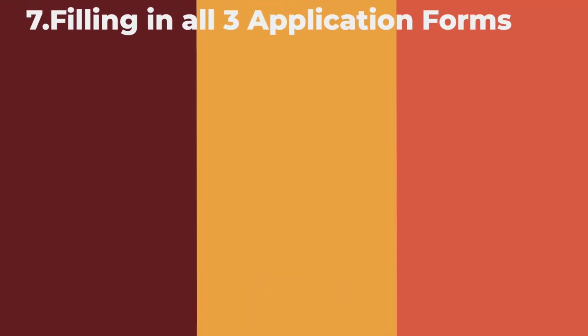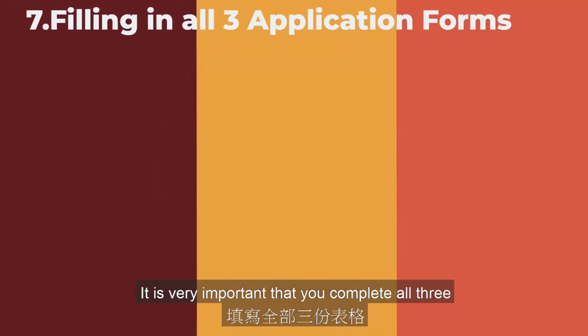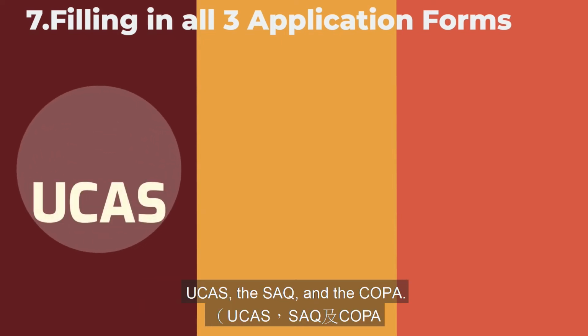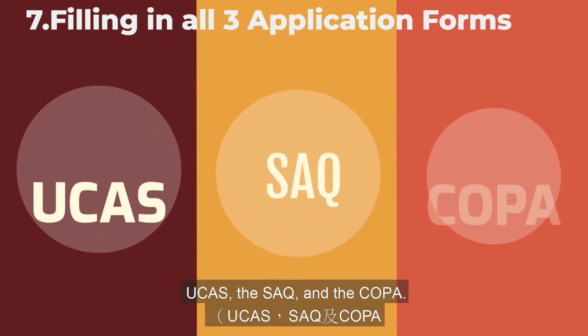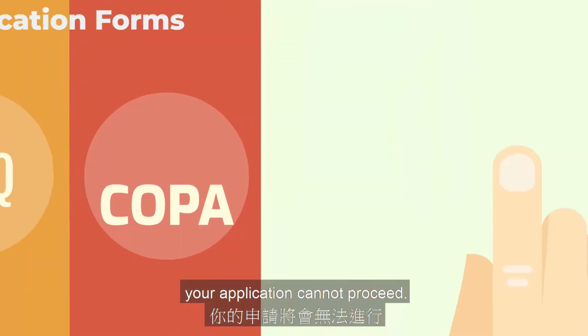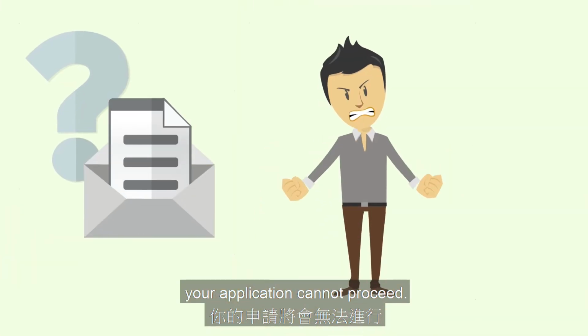7. It is very important that you complete all three: UCAS, the SAQ, and the COPA. If any are missing, your application cannot proceed.